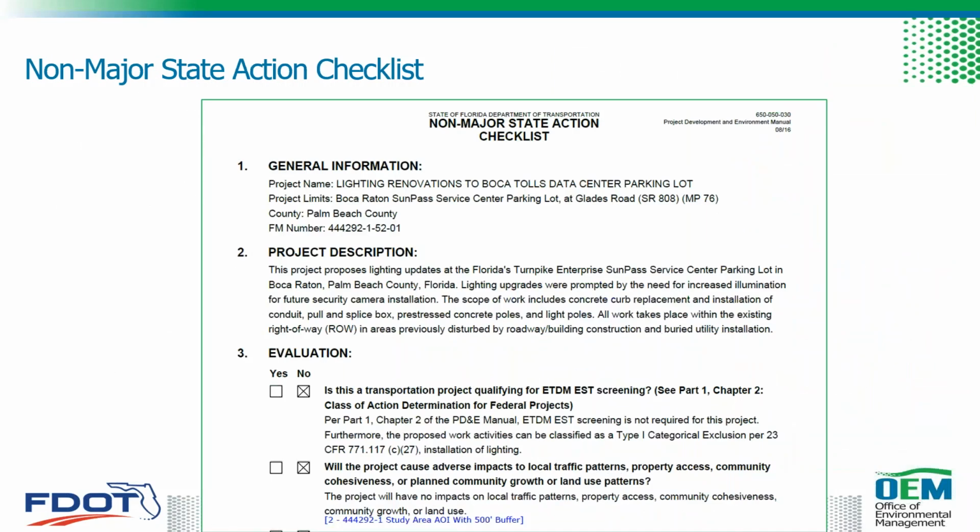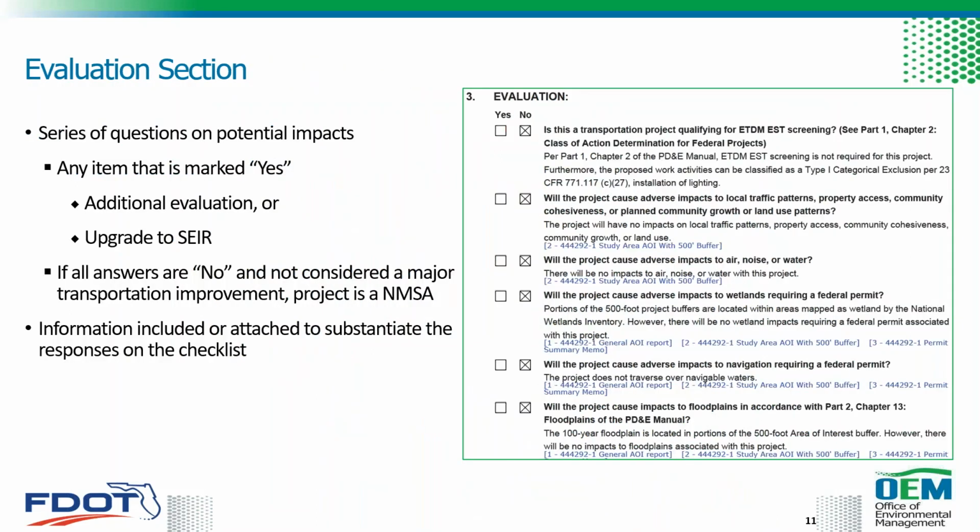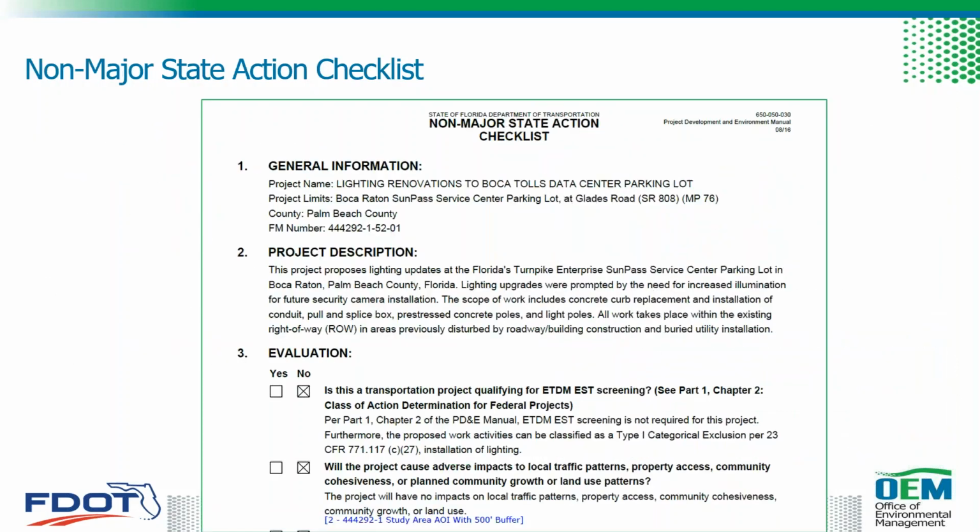So here's a sample non-major state action checklist for a completed project. It's divided into three different sections: general information, project description, and evaluation. Item number 1 includes your general information. This identifies the name of the project, the limits, the county, and the financial management numbers. And I believe a lot of this is automatically generated in SWEPT.